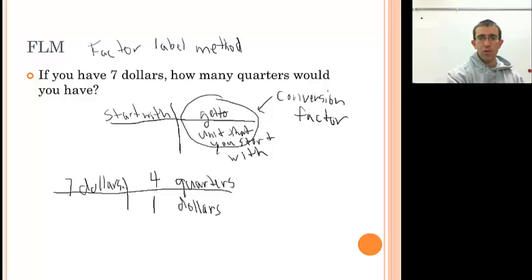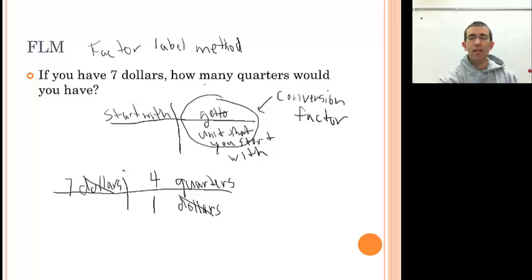Okay, so this right here is called our conversion factor. Our conversion factor is $1 to 4 quarters. Now, why is dollars on bottom? Because with this awesome thing here, it's all about canceling out units. If we have a unit on top of the phlegm chart and the same unit on the bottom of the phlegm chart, these units will cancel out. Alright? Now, there's only one unit left up here, quarters, and that's a good thing. How many quarters would you have?